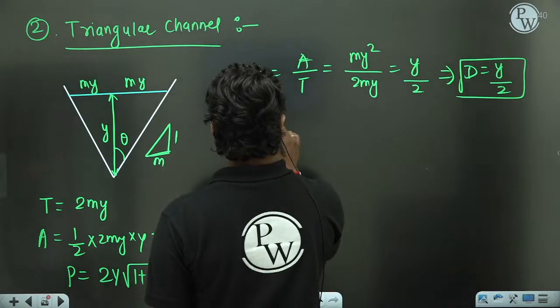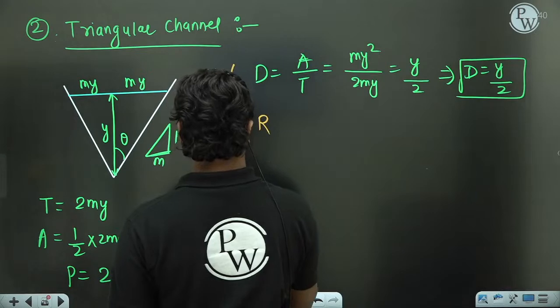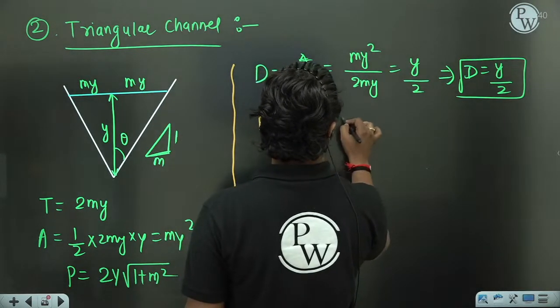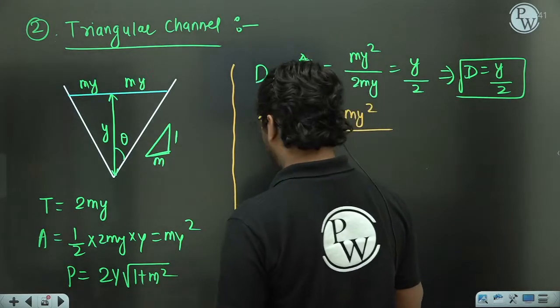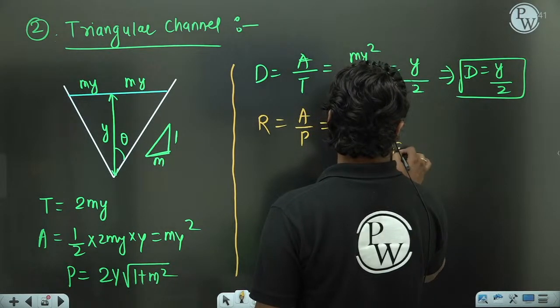Next thing is the R. Area by perimeter. So area we have again my square divided by perimeter 2y root under 1 plus m square.